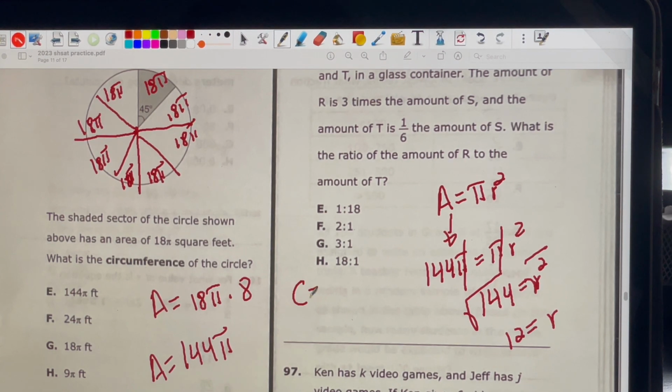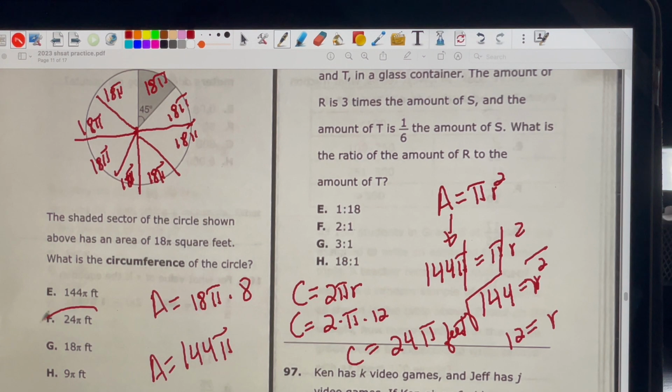Circumference is 2 pi r or pi d. Well, let's use 2 pi r because we have the radius. So circumference equals 2 times pi times the radius, which is 12. So the circumference is, well, 2 times 12 is 24 pi feet. And we have our answer.